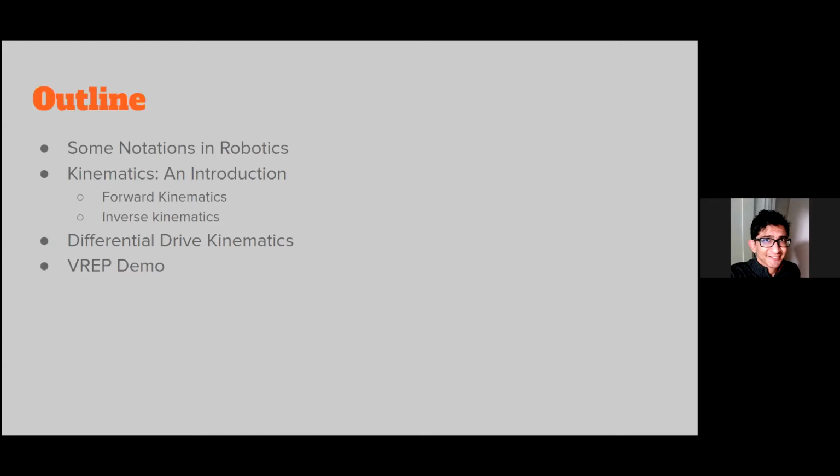We'll talk about the different types of kinematics, that's basically forward and inverse kinematics. And then we'll have a small discussion on the kinematics of a particular type of robot called a differential drive robot. This is perhaps the simplest robot out there. And we'll finally cap off this session by showing you a demo on VREP and how to move a differential drive robot.